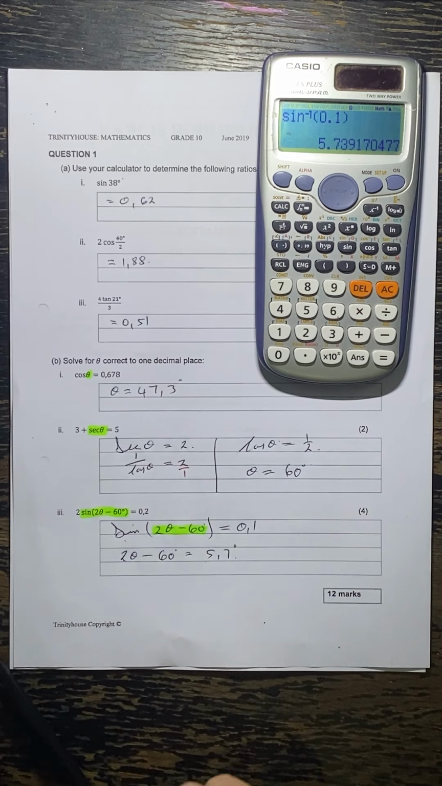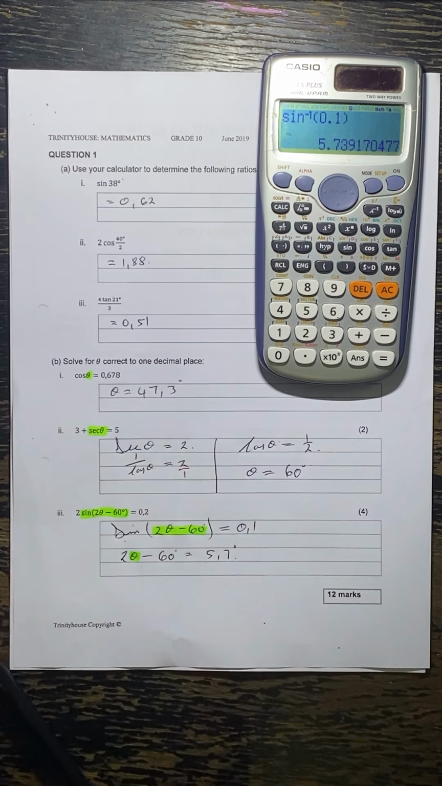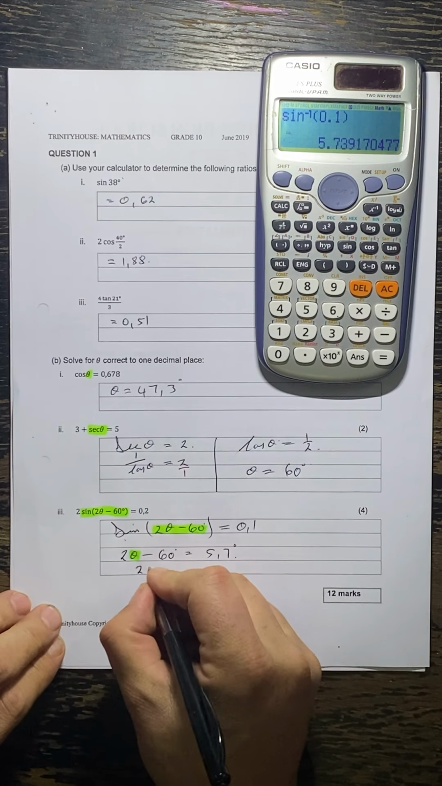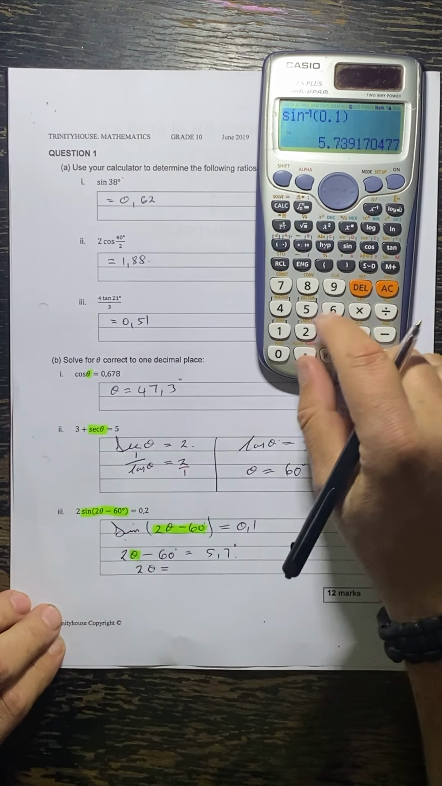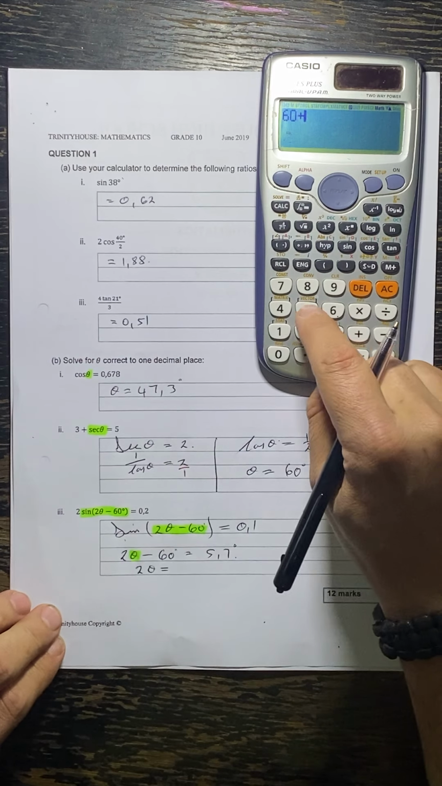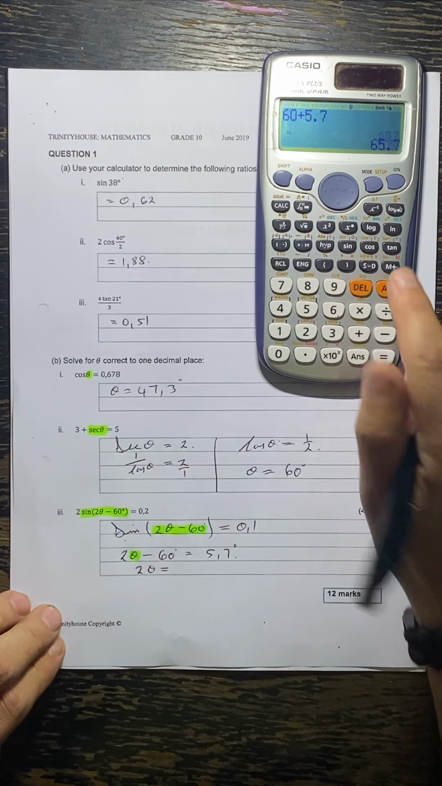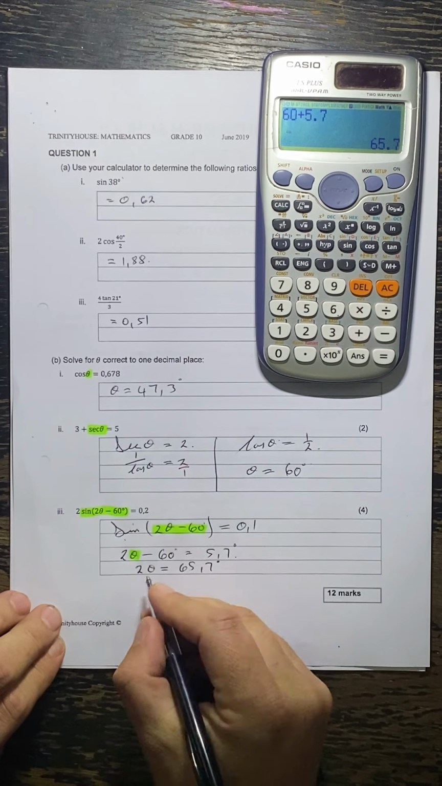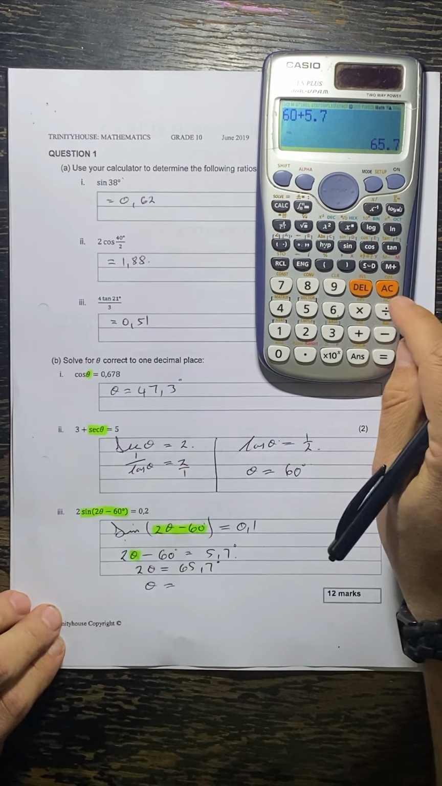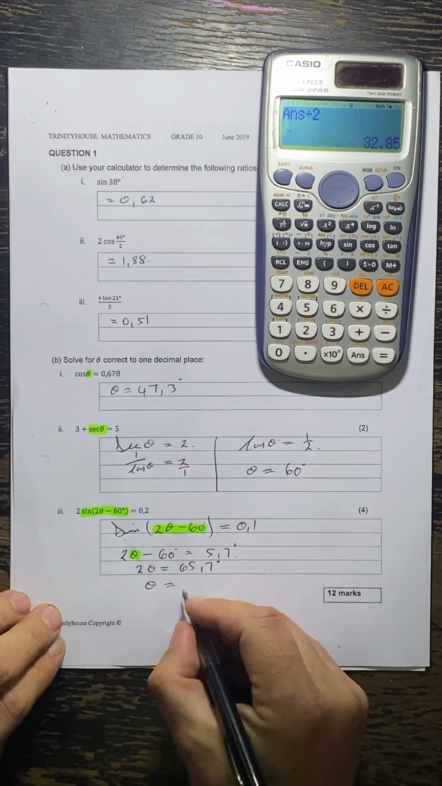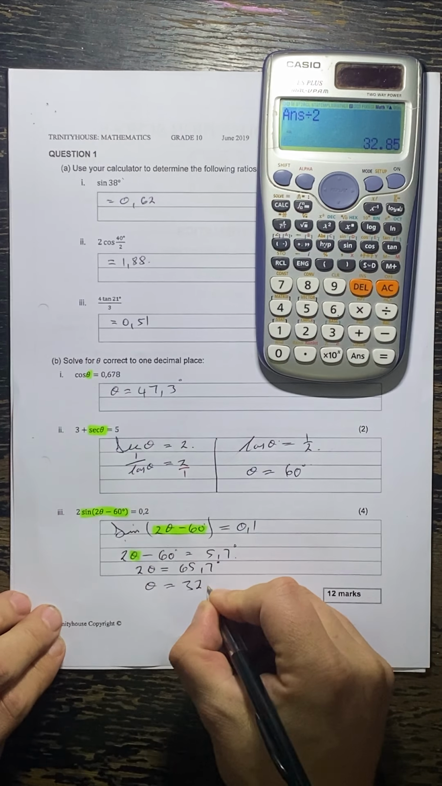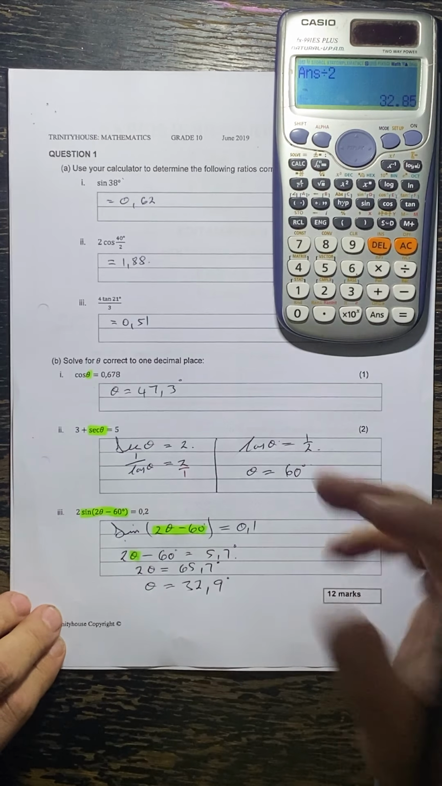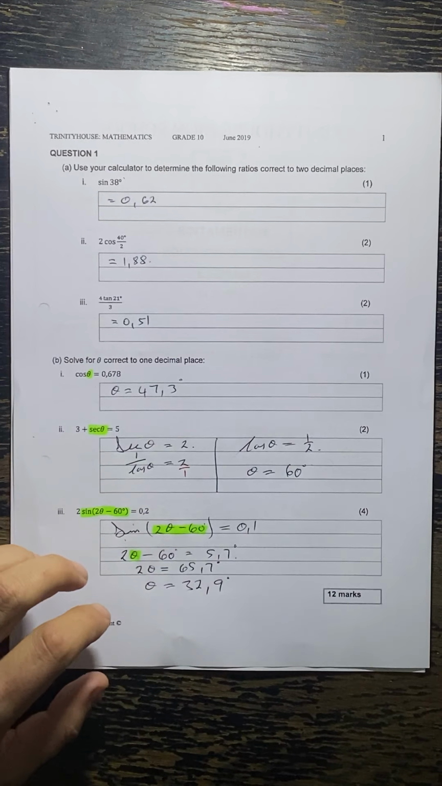Now just remember that we're still trying to figure out what theta is. So I take the 60 to the other side, and it becomes a plus. So we get 2 theta is equal to 60 plus 5.7, and we get 65,7 degrees. Divide through by the 2 to get theta, and we get 32,9 degrees. Remember, to 1 decimal place, guys. And there's your answer for that one.